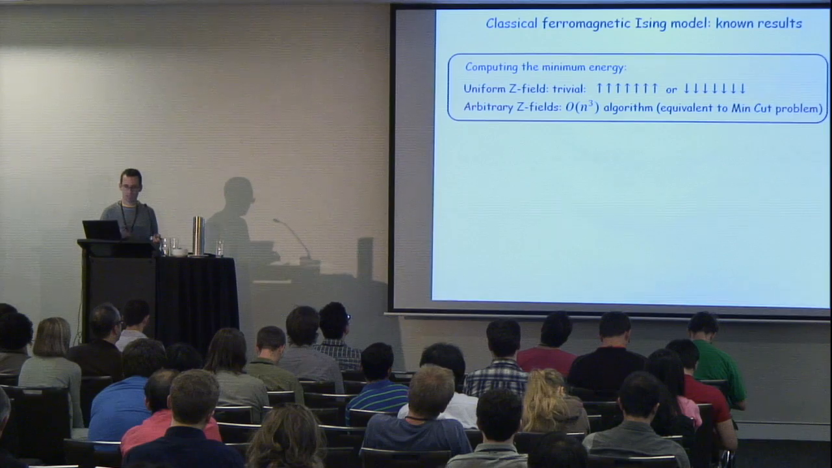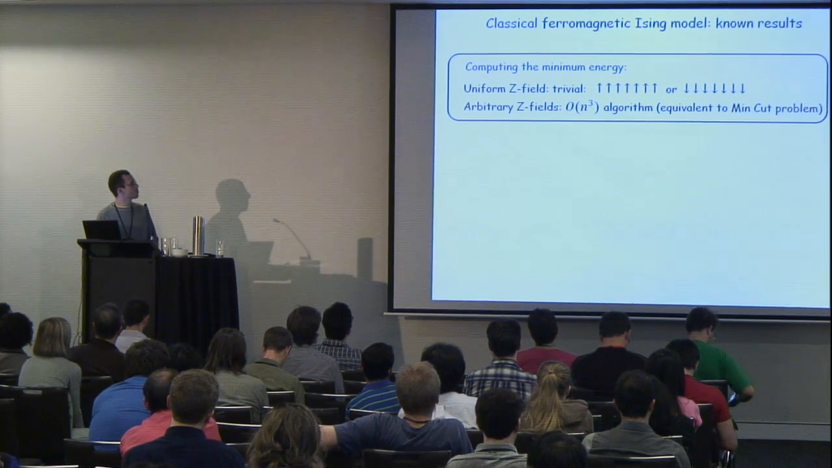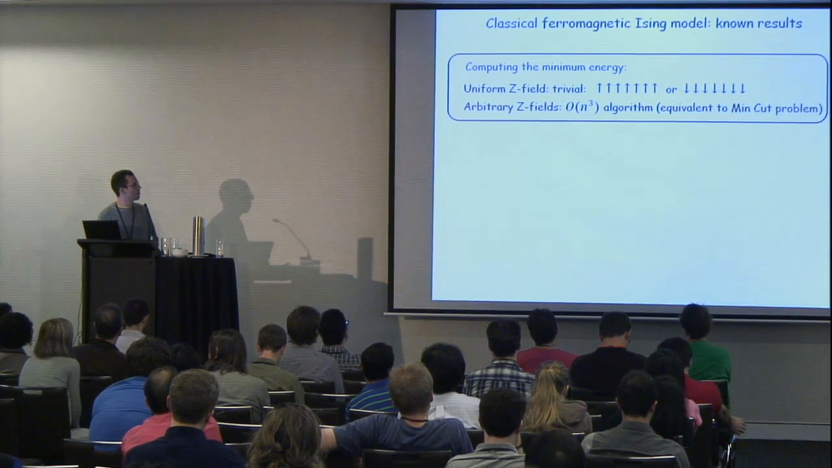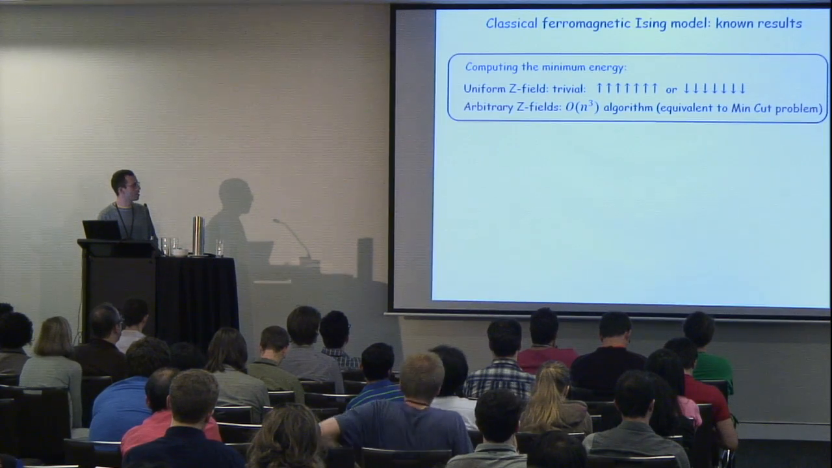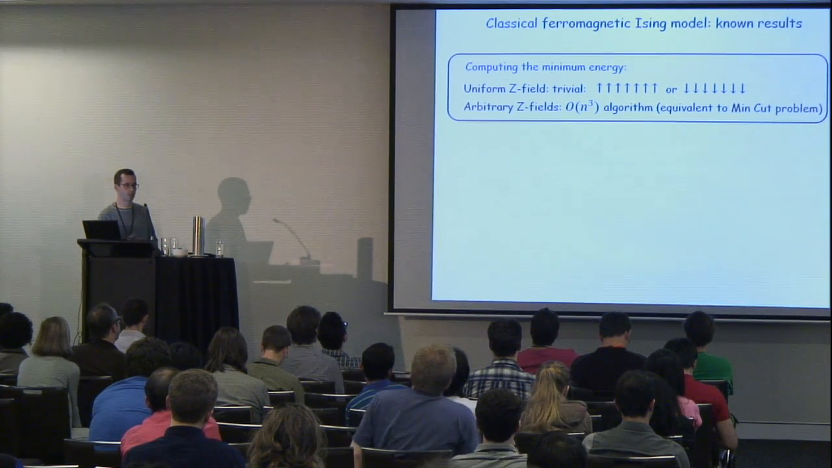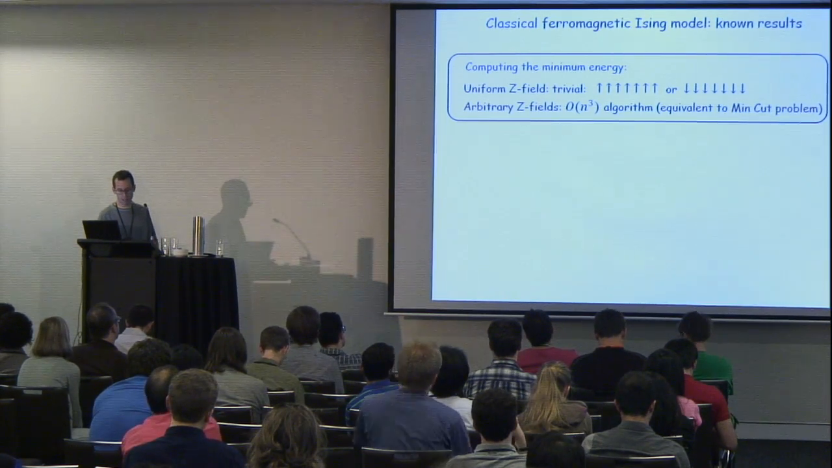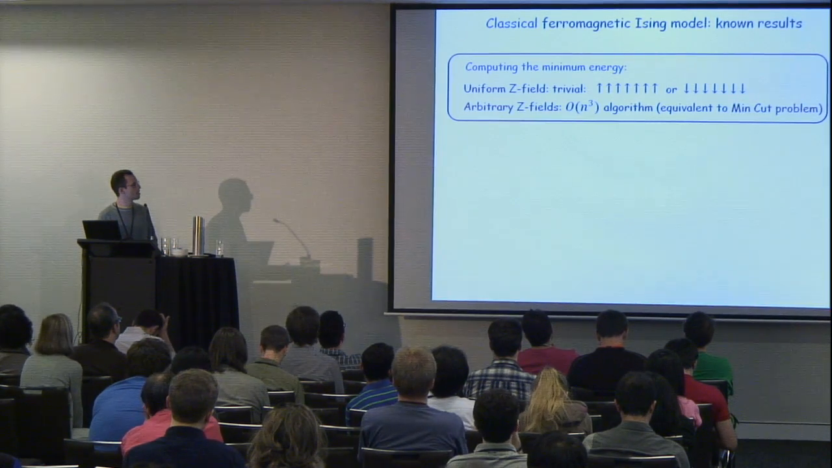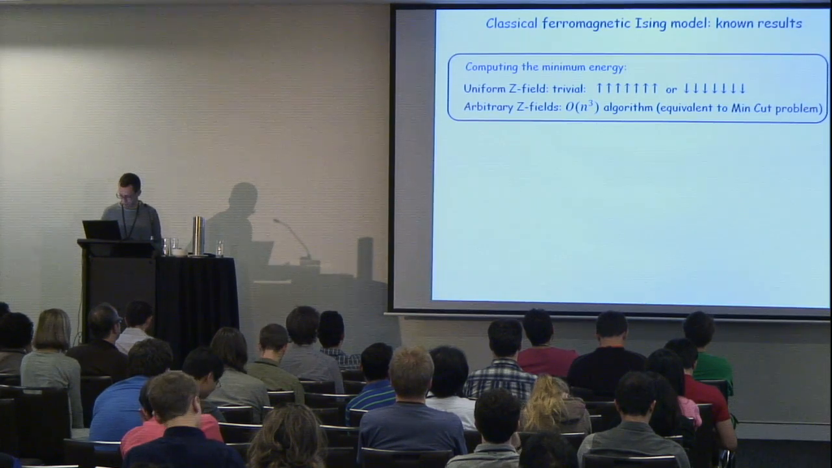And I'm going to spend a slide just talking about what's known about that model. First of all, if you think about the classical Ising model, if you have a uniform Z field, then it's fairly easy to see that the ground state is always either all spins up or all spins down. So it's completely trivial to compute the minimum energy. And if you generalize this to an arbitrary Z field, so a Z field that can depend on the spin, then it's still classically efficiently solvable, but not quite as trivial.